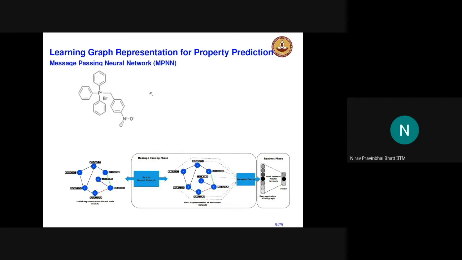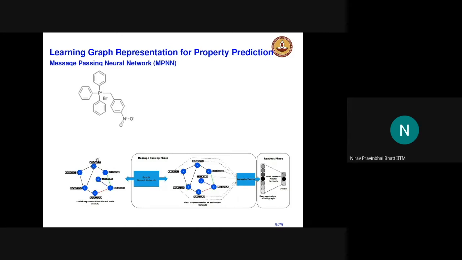So what these algorithms do is take a graph, a molecular graph or the molecule's graphic structure, and represent it as a molecular graph. You can see that each of these atoms is a node here, and the link between them is basically a bond. So, for example, if there is a bond between atoms A and B, then there is an edge between them.